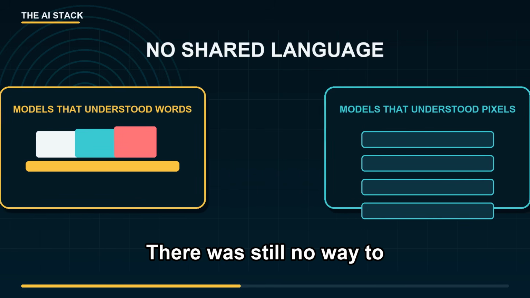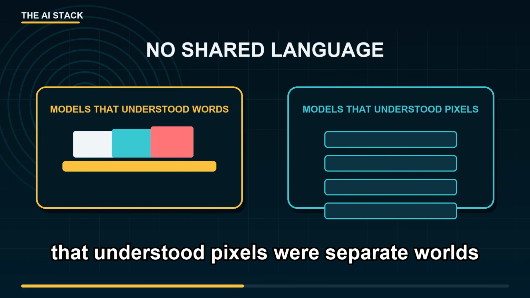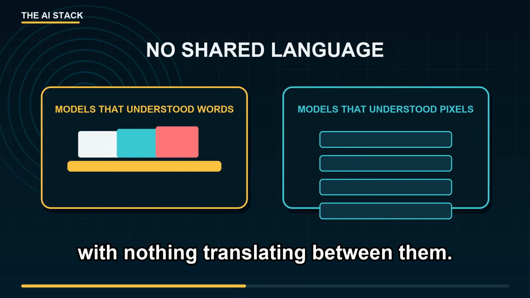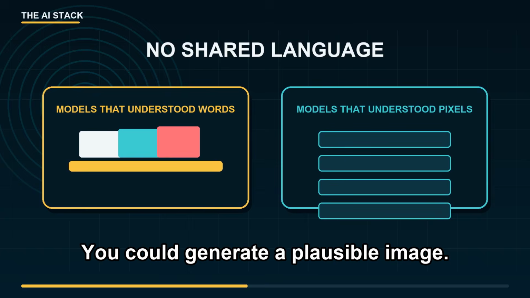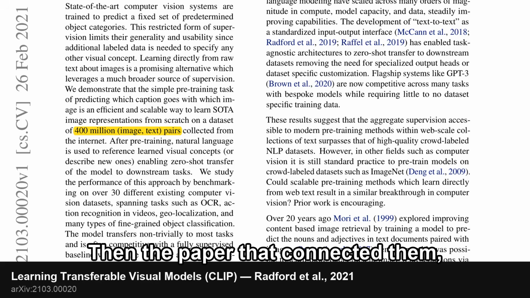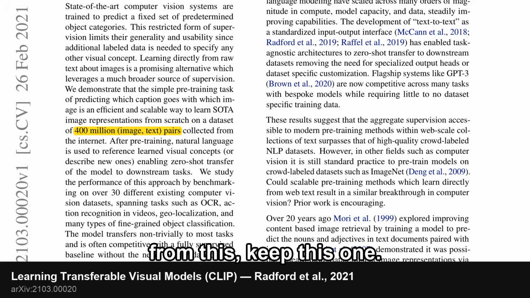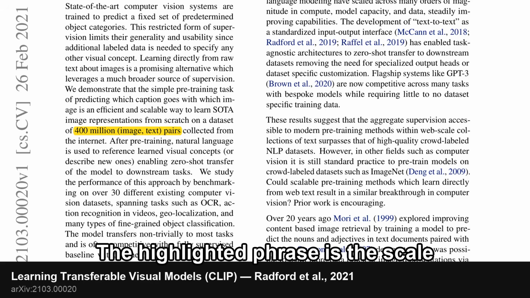There was still no way to tell it what you wanted. Models that understood words and models that understood pixels were separate worlds with nothing translating between them. You could generate a plausible image. You could not ask for one. Then the paper that connected them, and if you keep one thing from this, keep this one. 2021, CLIP. The highlighted phrase is the scale it took.